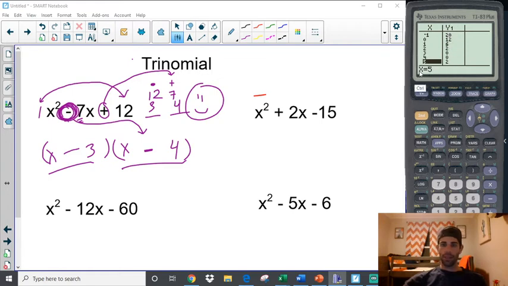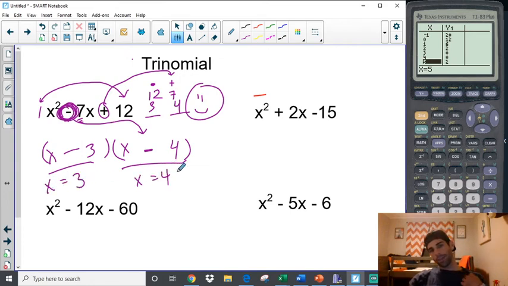And you can see one of those spots is when x was equal to 3, and then the other spot is when x is equal to 4. Then all you have to do is change its sign. So I change the 4 to a negative, 3 to a negative, and it ends up with the same answer. So those are your two ways to do a trinomial.